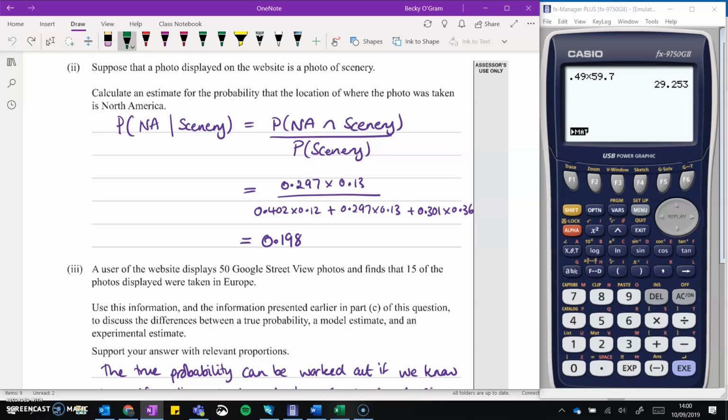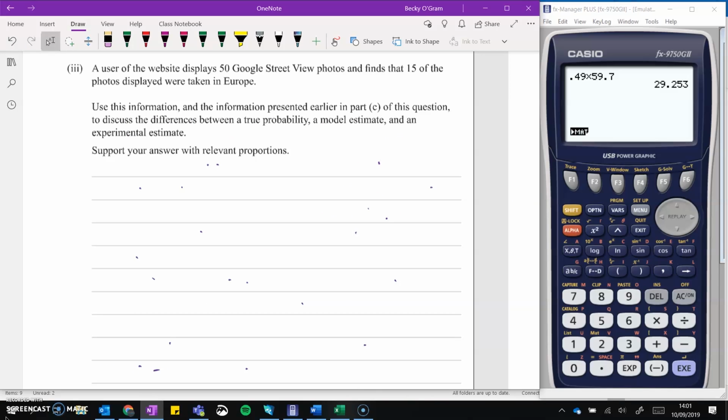A user of the website displays 50 Google Street photos and finds 15 of them were from Europe. Use this information and the other parts of this question to discuss the differences between true probability, a model estimate, and an experimental estimate. Support your answer with relevant proportions.